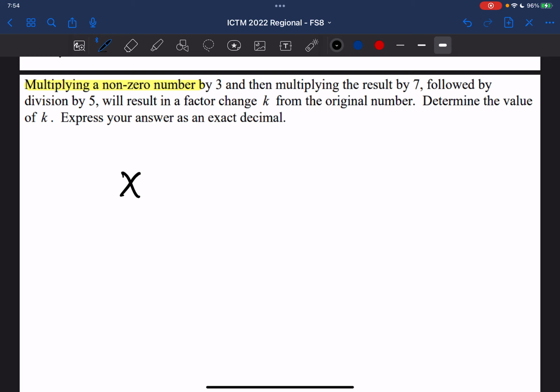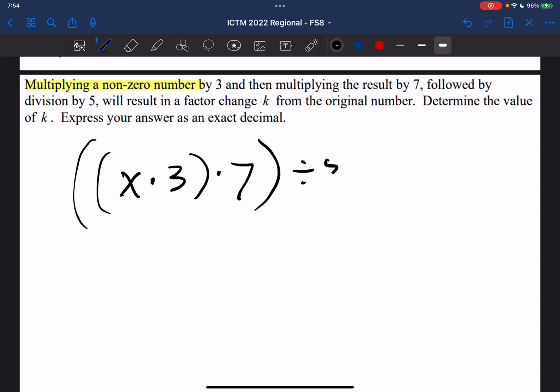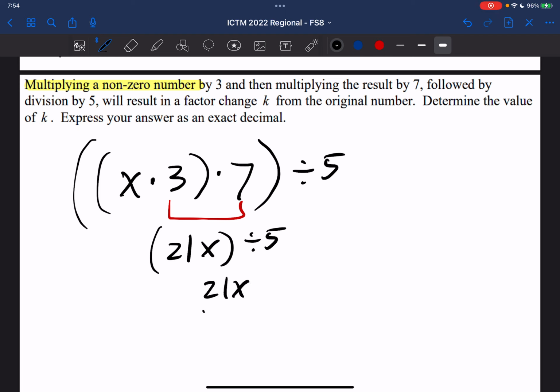So we're going to multiply that by 3 and then multiply the result by 7 and then divide by 5. So let's put these together. So we have 21x, and then that's divided by 5. Now, it says it will result in a factor change of k from the original. Now remember, x is the original, and the factor is what we're multiplying by.